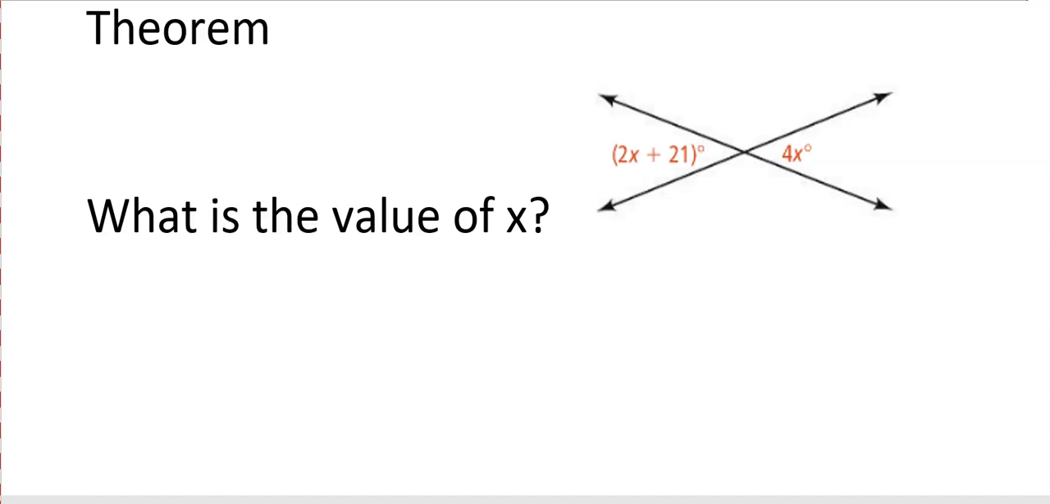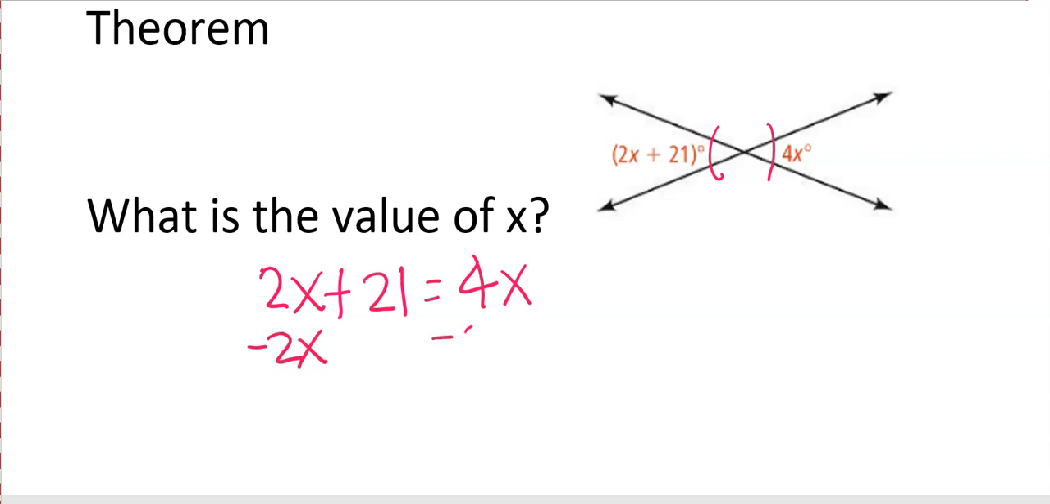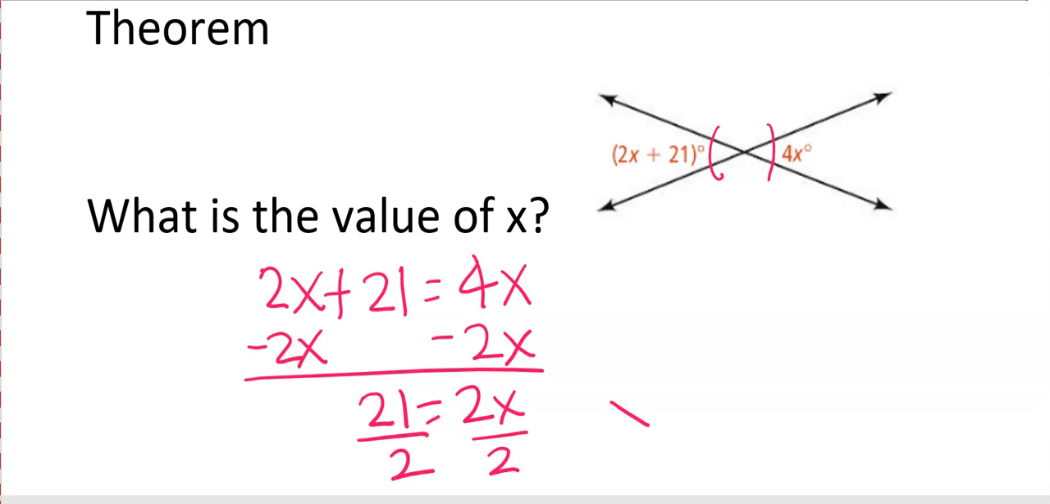So on this one, these are vertical angles. They are the same. So 2x plus 21 equals 4x. They don't add up to anything. They're the same. So now you're going to get the x's on the same side. So I'll subtract 2x. So 21 equals 2x. Divide by 2. X equals 10.5.